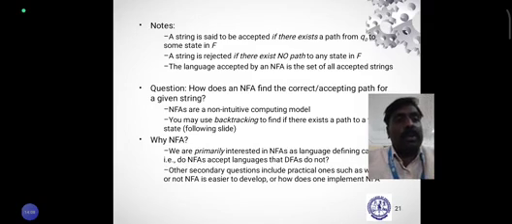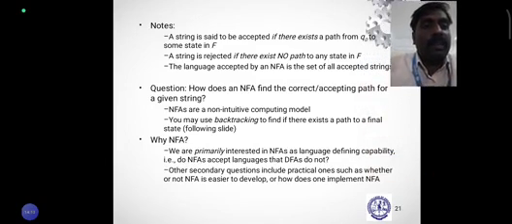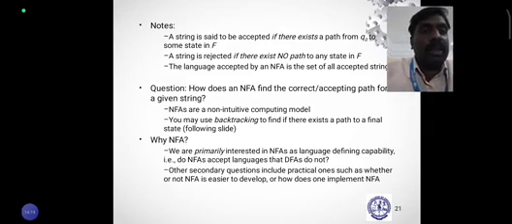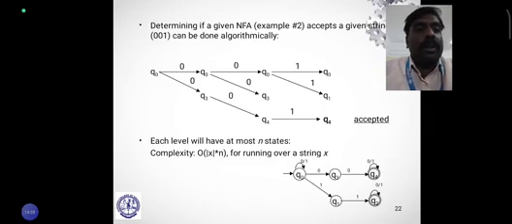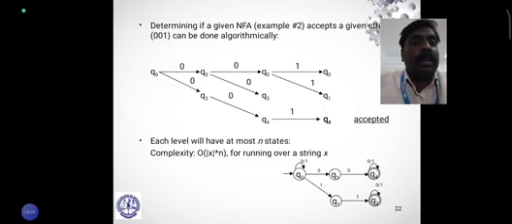And we can have a question: how does an NFA find the correct or accepting path for the given string? NFA is a non-intuitive computing model. You may use the concept of backtracking here to find if there is an existing path to the final state in the following slide. So we'll be looking at the slide. In this case, determining if a given NFA accepts the given string 001 can be done algorithmically.